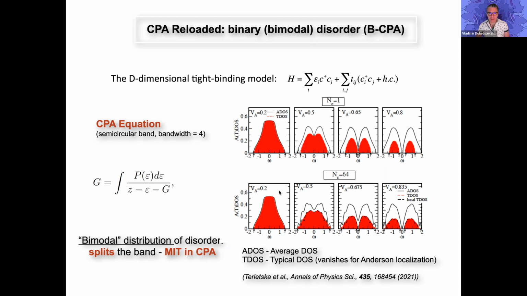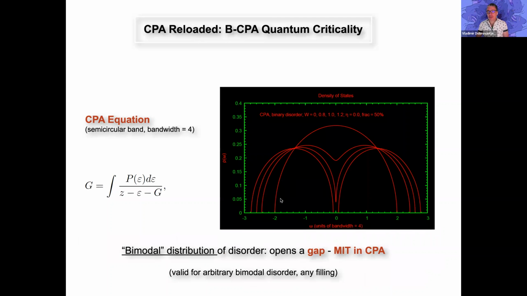And now let me analyze this transition in great detail. This fact that binary disorder can split a band has been known for, I believe, more than 50 years. If you open even the Economou book or similar books, it's been discussed, especially in the context of binary alloys. So this is not really a new discovery.